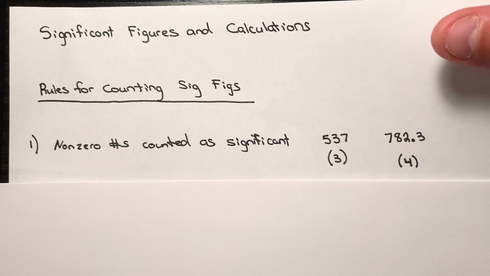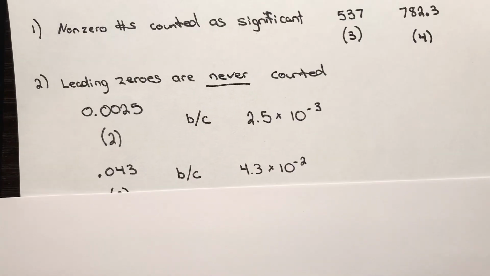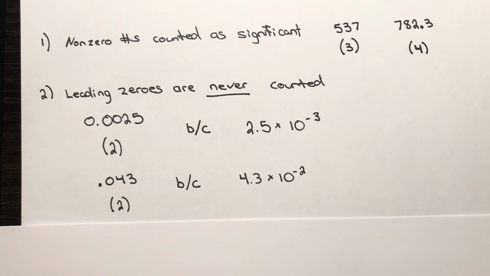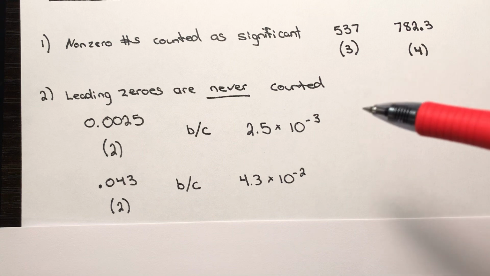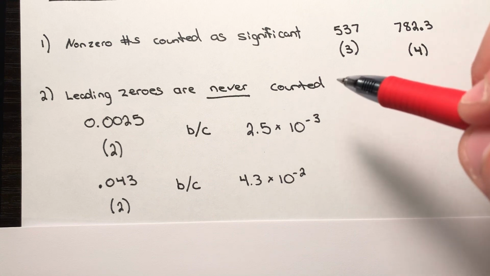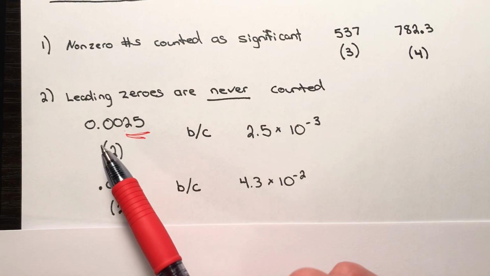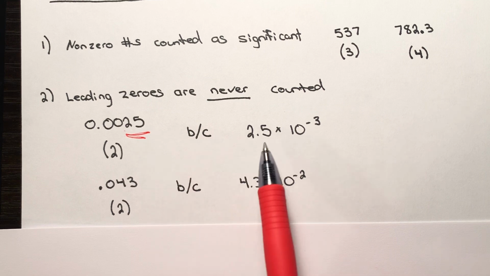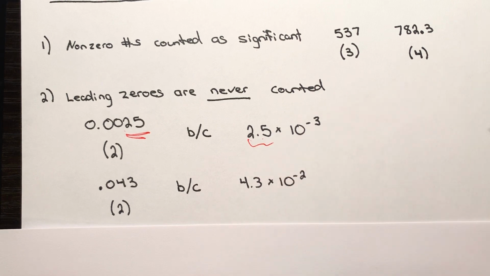Okay. The next thing we're going to take a look at is zeros that appear outside of our number, kind of like at the beginning of our number. We're going to say that these leading zeros are never counted. The idea is that this number here really only has the significant 2 and 5, because just as easily we could take 0.0025 and express it using scientific notation. And in doing so, those zeros drop away and we're really just left with 2 meaningful digits.